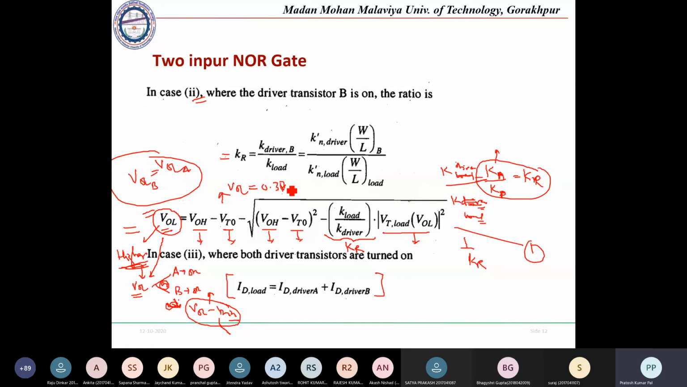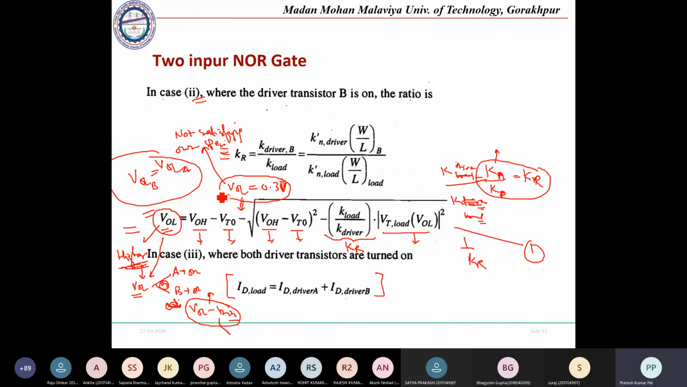Suppose it is 0.3 volt, higher than the 0.2 volt. In that case, it is not satisfying our specification. That means our design is not correct. So we should design in such a way that for all other values of the transistor sizing, the specifications should be satisfied.